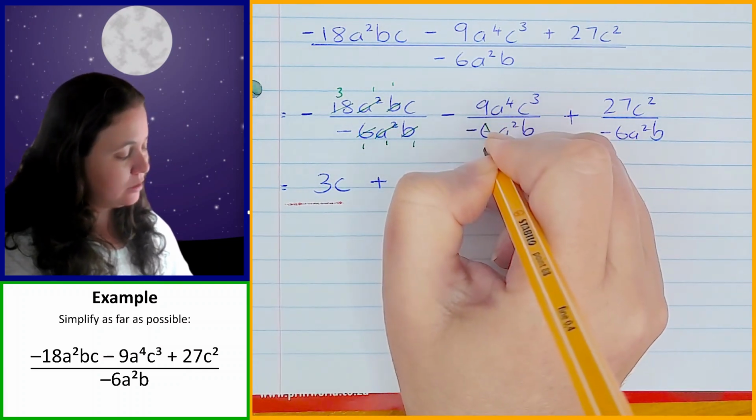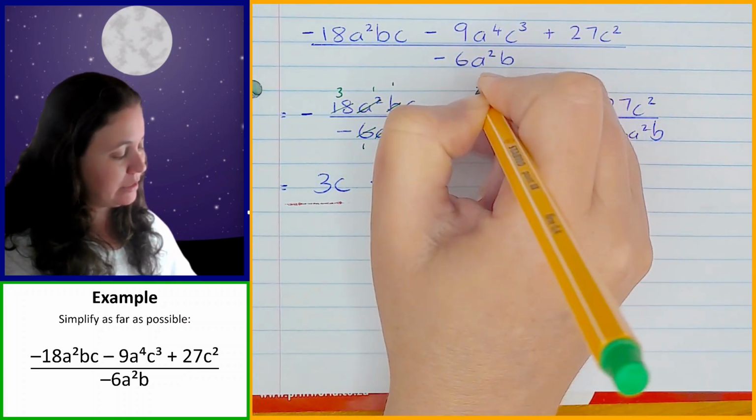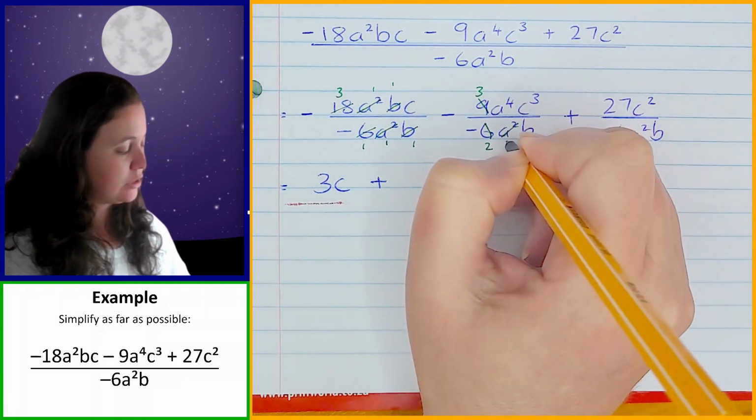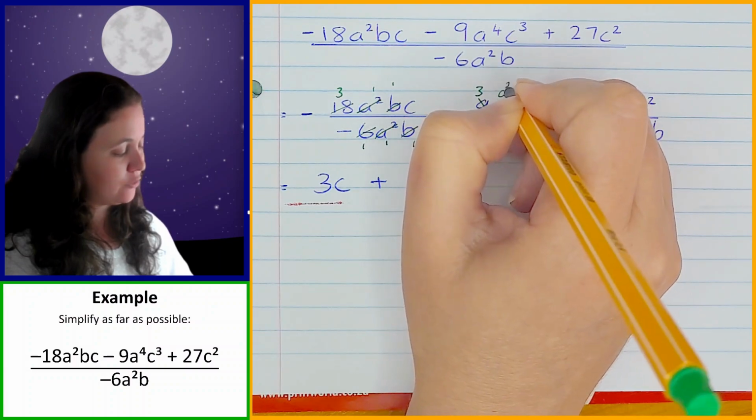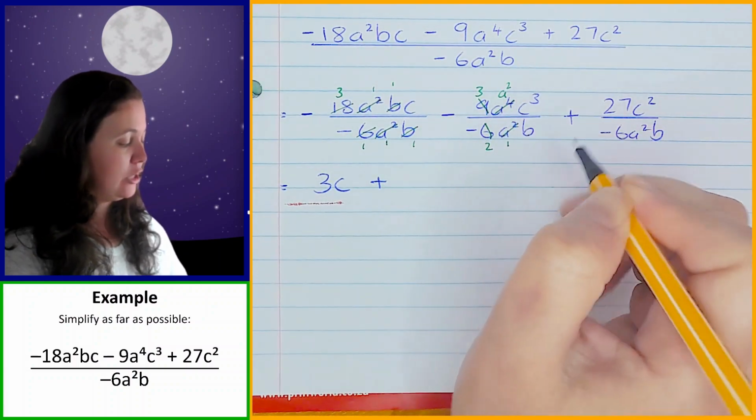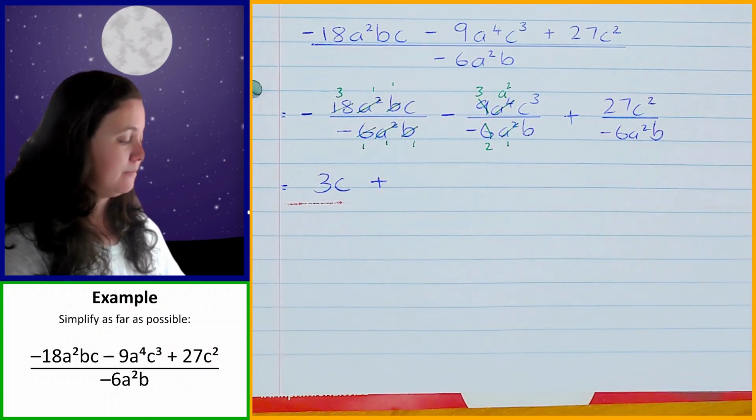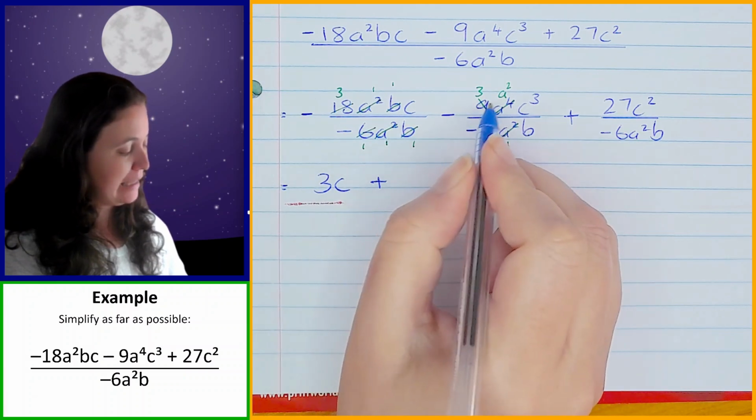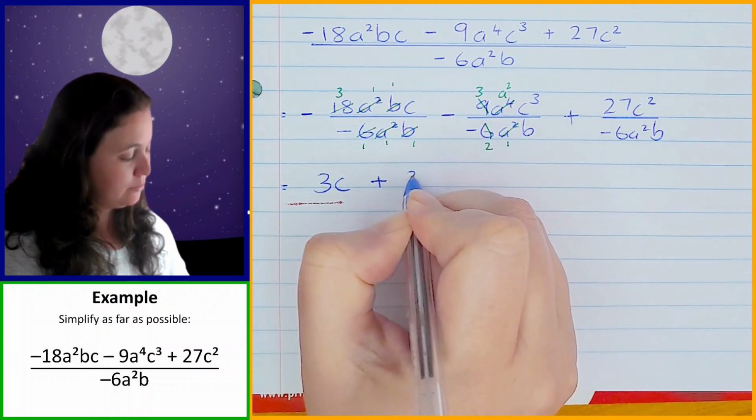3 goes in there twice, and 3 goes in there 3 times. Then I've got a to the power of 4 over a squared. A squared goes in there once, a squared goes in there a to the power of 2 times. And then I've got my b at the bottom and c cubed at the top. Neither of those can cancel. So now we're going to be left with over here 3 at the top and a squared c cubed.